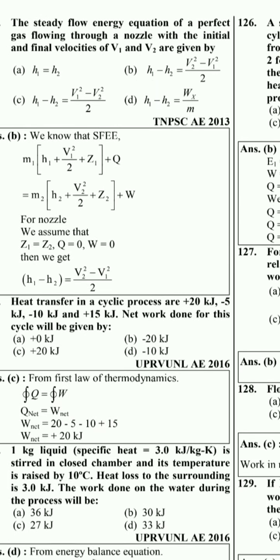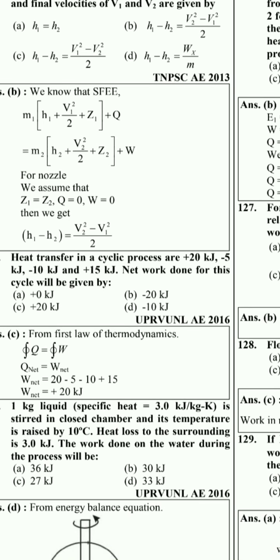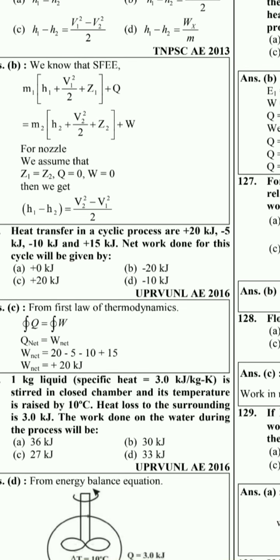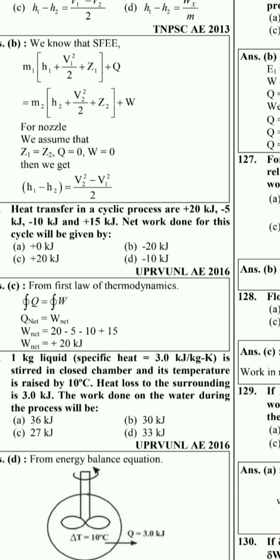Then question number 124: heat transfer in a cyclic process are plus 20 kilojoule, minus 5 kilojoule, minus 10 kilojoule, and plus 15 kilojoule. The net work done for the cycle will be given by. So here net work done will be given by.